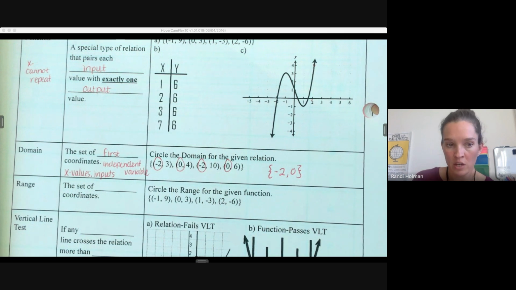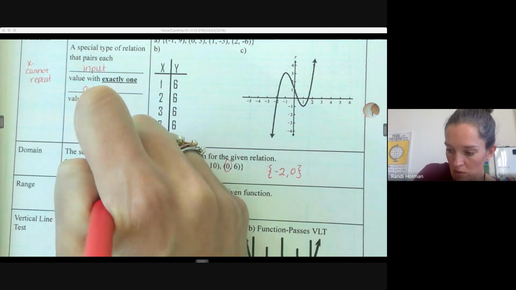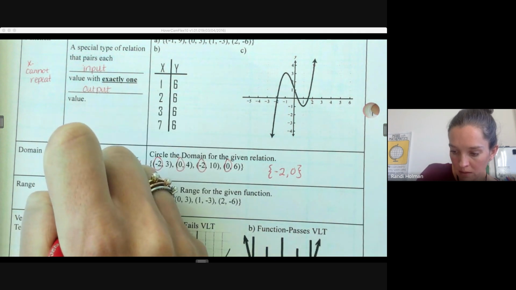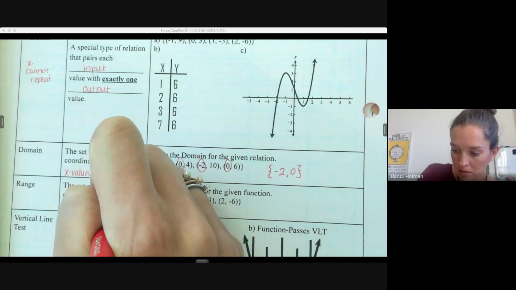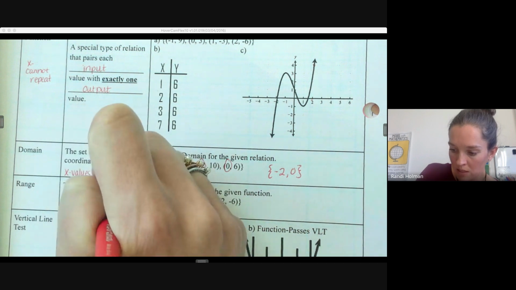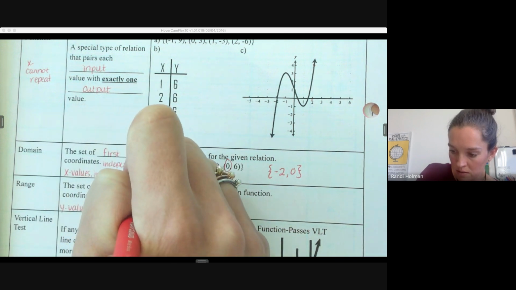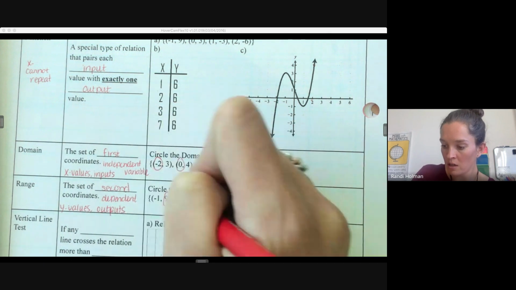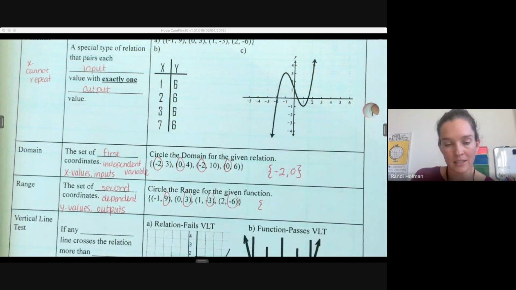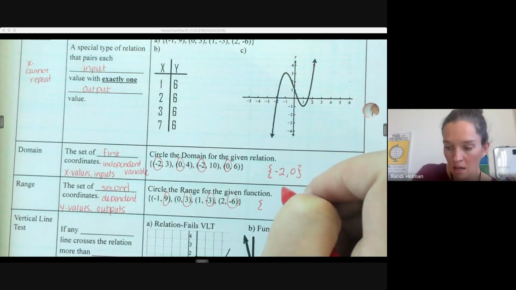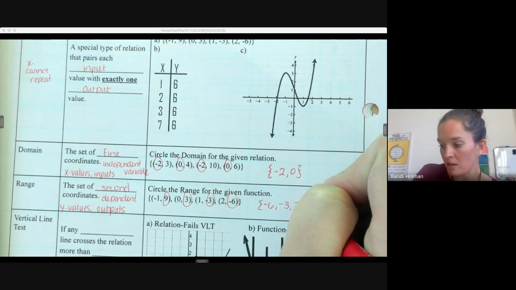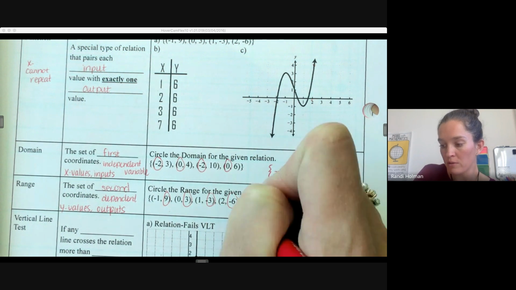Okay, the range is the set of all of the second coordinates, or our y values. These are also the outputs. So what we get out of our function, or the dependent variables. So the range here are these y values. And again, if we were going to say what that is, since they're specific values, we could just make a list. Again, you only need to list each one once if they repeat. In this case, though, they don't repeat. So we have those 4 values are our range.